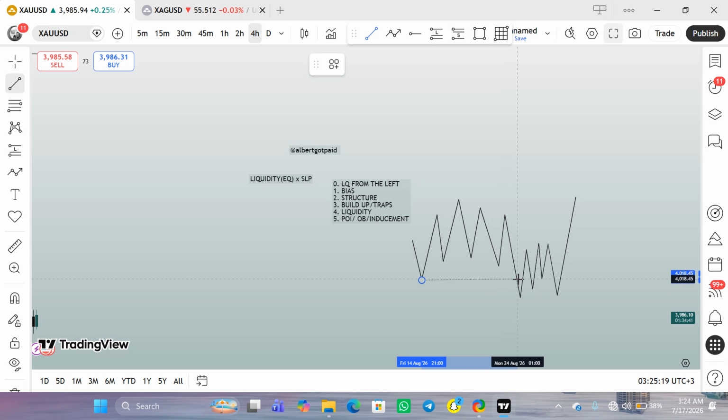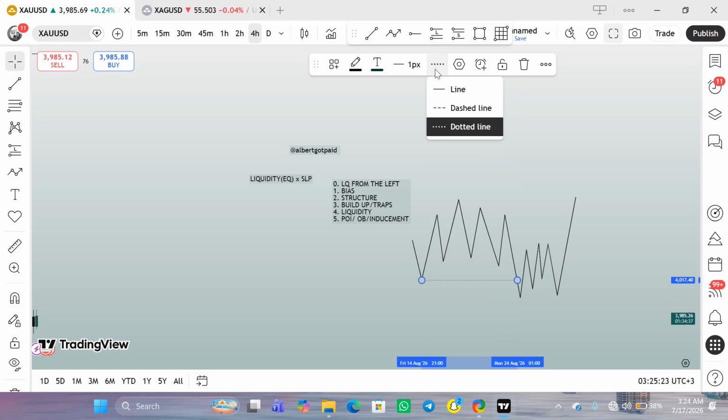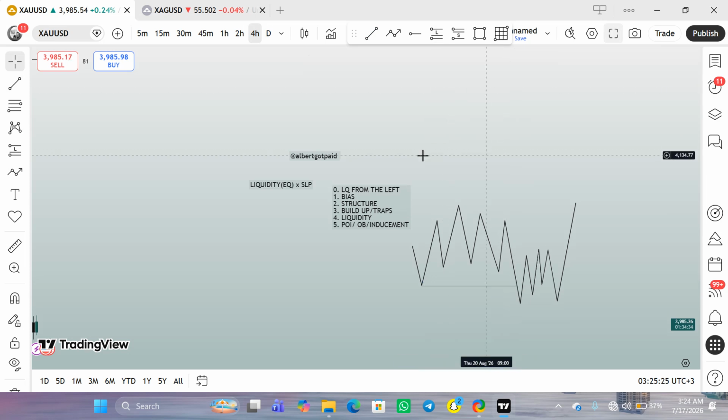Liquidity from the left taken out. So now this is our buyers, bullish. After our liquidity from the left is taken out, this will be our structure, those break of structure or market structure shift or any chop.